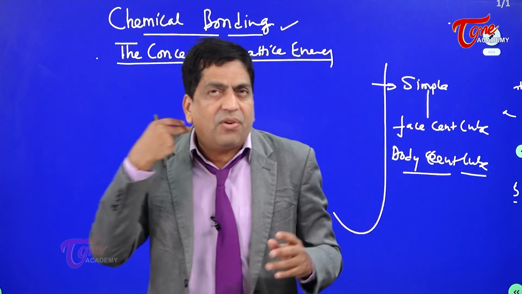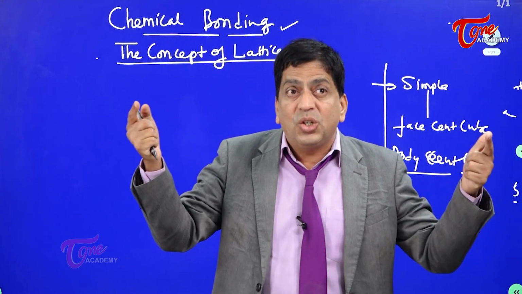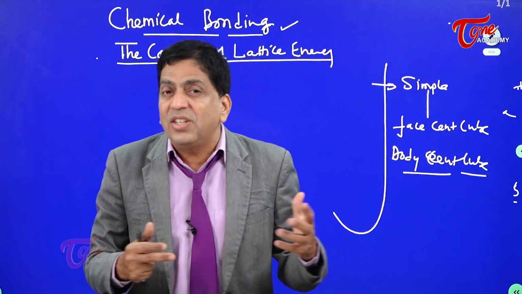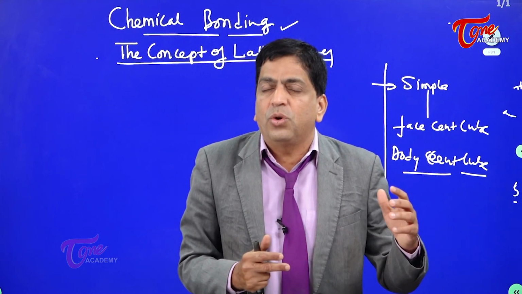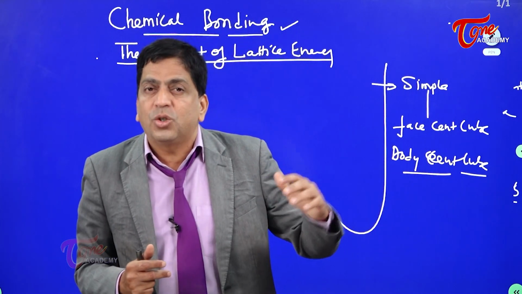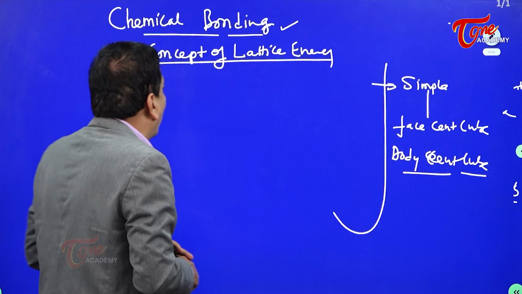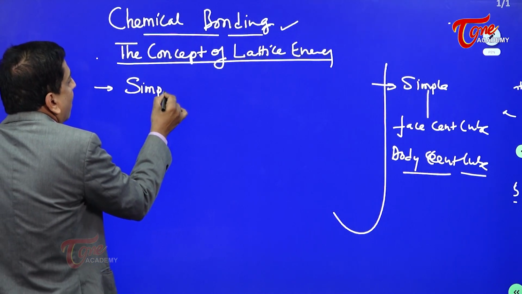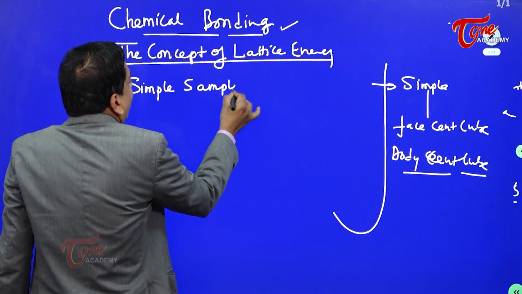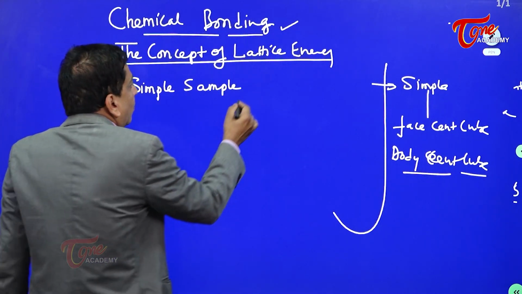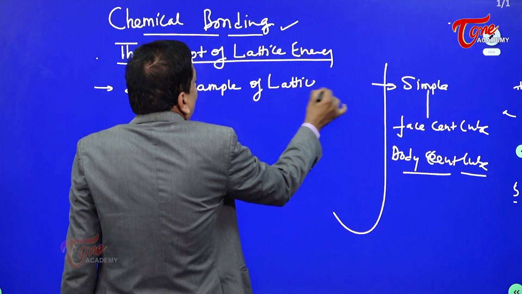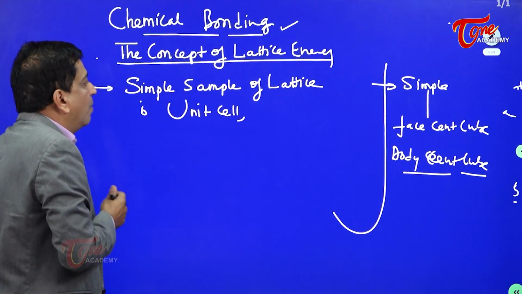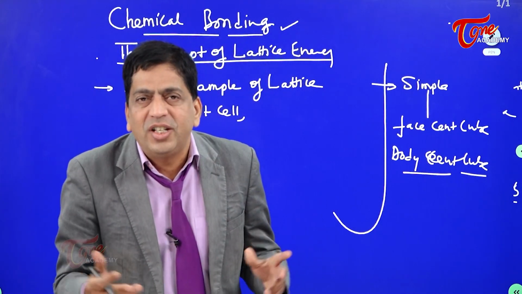But since a lattice is an infinite arrangement of ions or points in space, instead of speaking of infinite things, like a brick in a wall, where the brick forms the basic unit, we will shift the focus from lattice to the simplest sample, that is a brick. Right? Now remember, the simplest sample of a lattice is nothing but the unit cell.